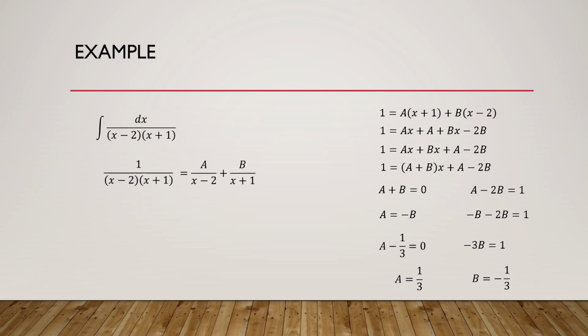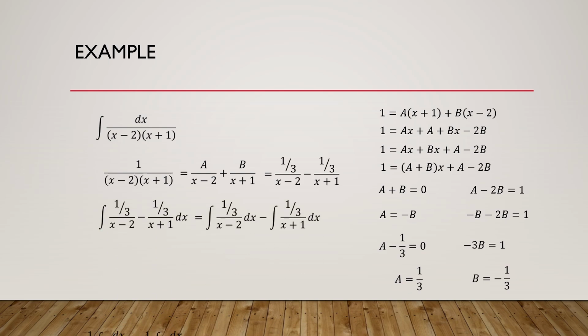The deconstructed integrand will then be 1 over 3 all over x minus 2 minus 1 over 3 all over x plus 1. We now use this in the integral. We then split the integral and pull out the 1/3 as constants. This gives us 1/3 times the integral of dx over x minus 2 minus 1/3 times the integral of dx over x plus 1.